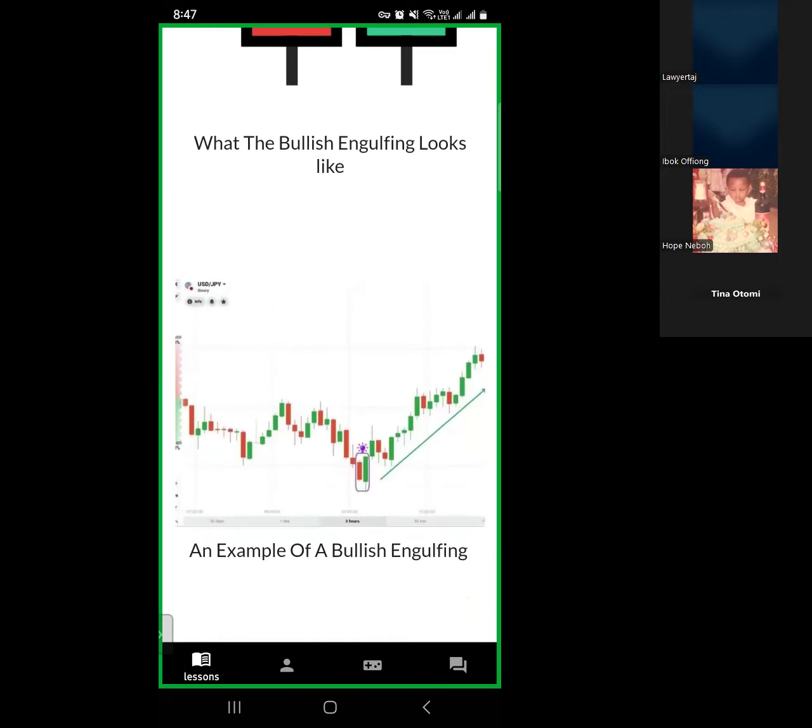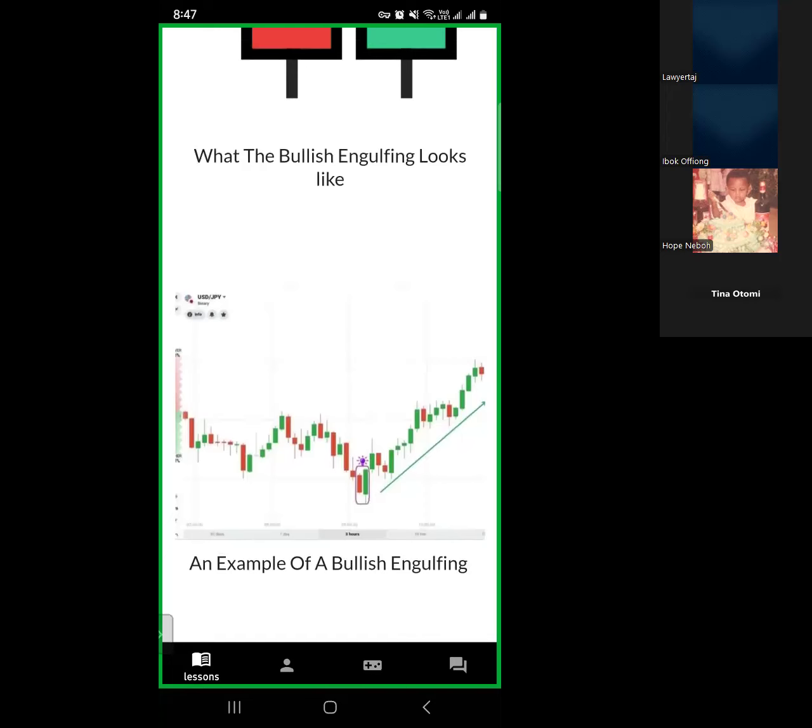Awesome. So you can see on this graph here, I think it's on a daily graph, that after the red candle was formed, the other candle that formed the next day covered and engulfed totally the red candle. And afterwards, you saw that the market went up. The market became bullish.